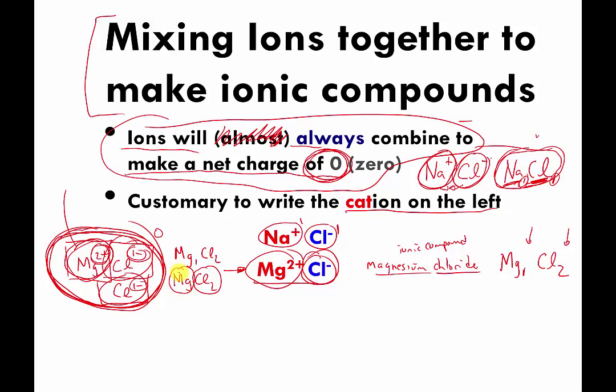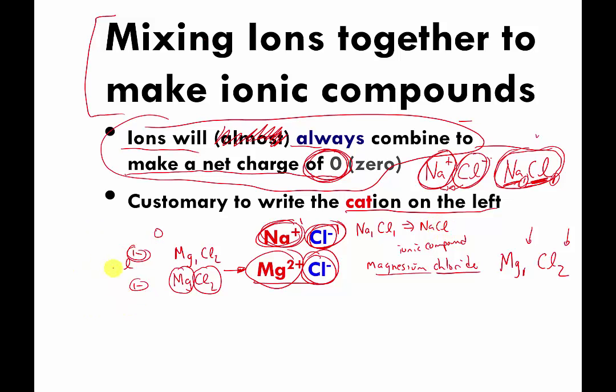And so if you know the charges of different ions, you can figure out what the formula is for the ionic compounds that they might make. For sodium and chlorine, I just need one of each because the charges are plus 1 and minus 1, so the formula for sodium chloride is going to be Na1Cl1, but nobody ever writes the 1s, so you just write NaCl. Let's do another one. We're going to beat this to death.